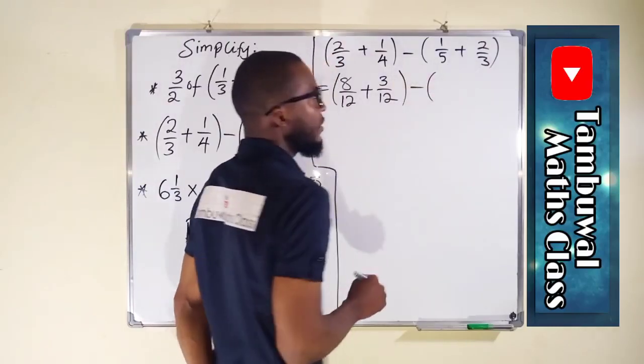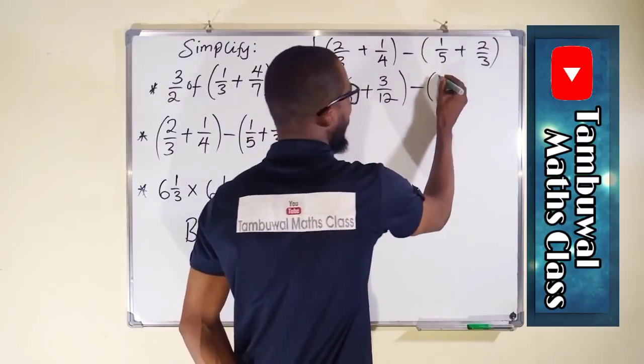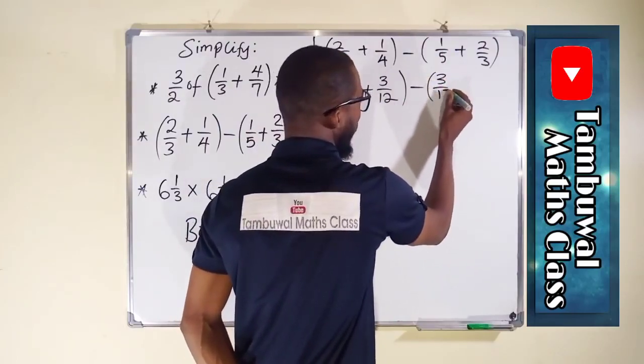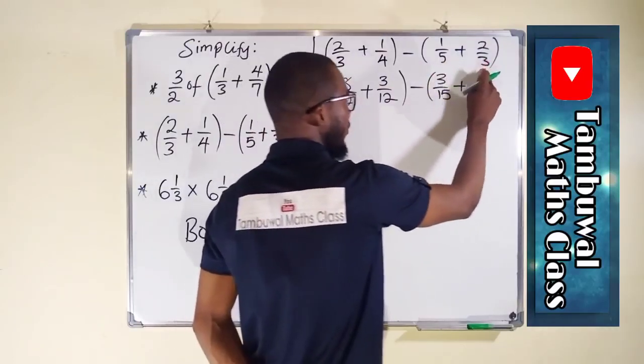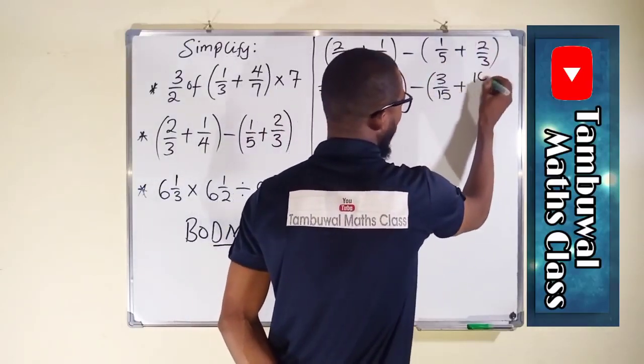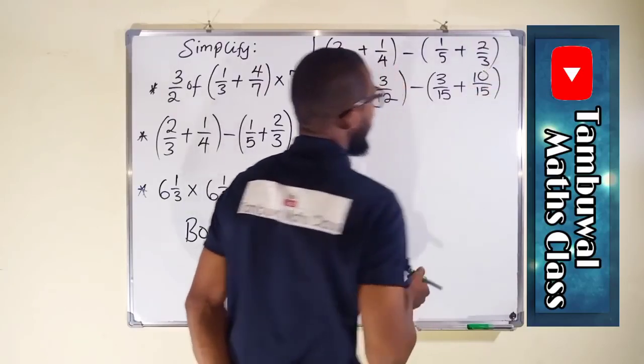The LCM here is 15. To change 5 into 15, you multiply it by 3. Do the same to the top number. 3 over 15 plus, to change this to 15, multiply it by 5. Do the same to the top number because 5 times 2 is 10.